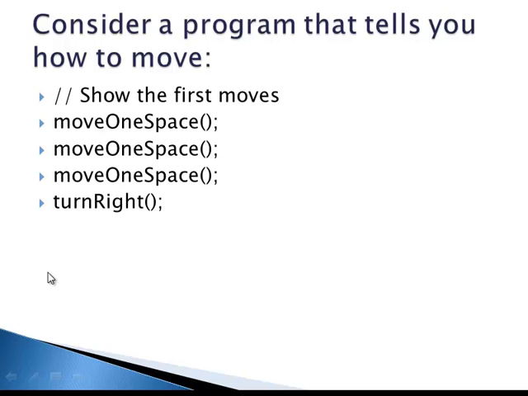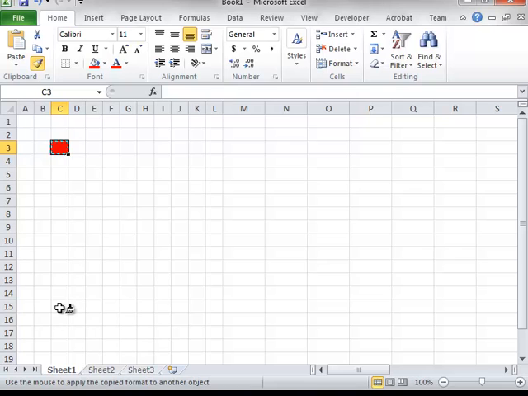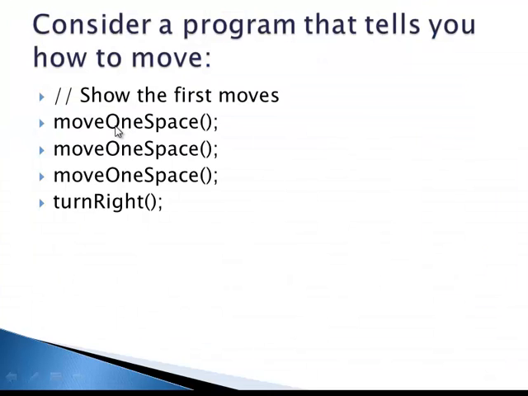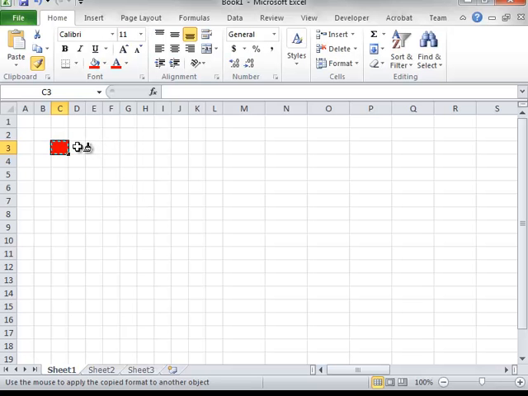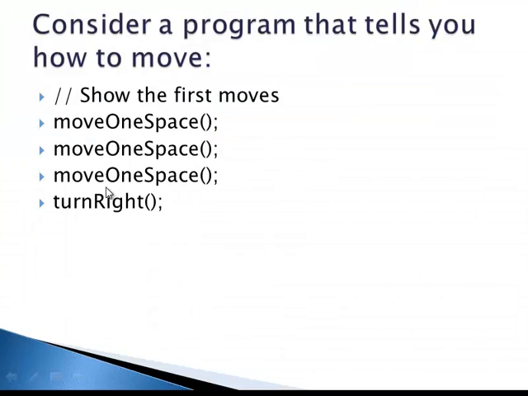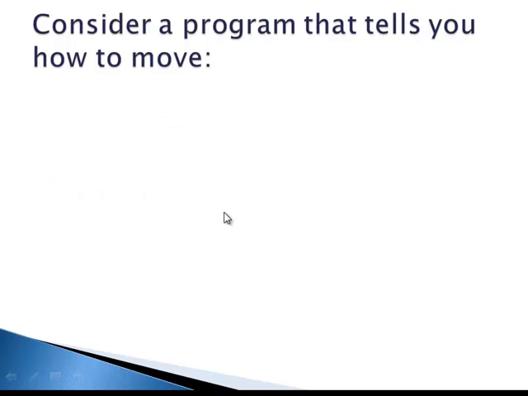So we take a look at our first moves for our robot, and let's look at what that means on a spreadsheet. I've got our little red square. We'll just assume he's a robot. So we come back here and it says to move one space, move one space, move one space, and turn right. So we're going to move one space, move one space, move one space, and now we're going to turn right so that we're now pointed this direction. Okay? We'll go to the next one here.